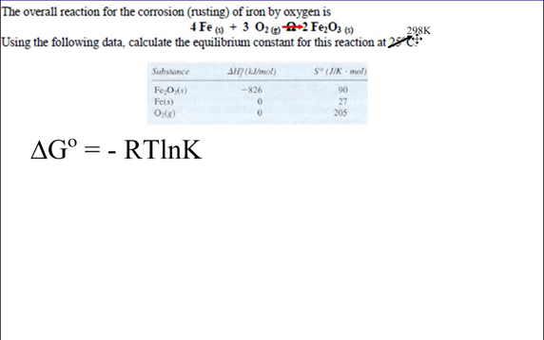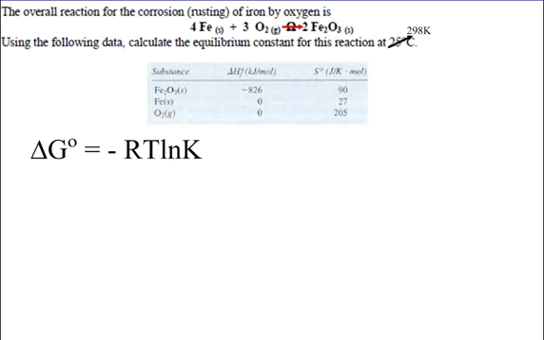So R is a constant, we're given that. T is a temperature, we're good. K is what we're solving for, but delta G, not the standard free energy, we're not given. So we need to be able to calculate delta G from just the information given to us. So we're going to have to go through a couple steps to do that.